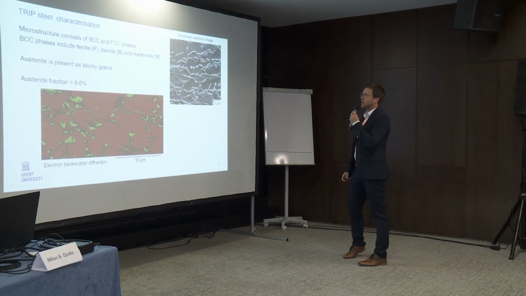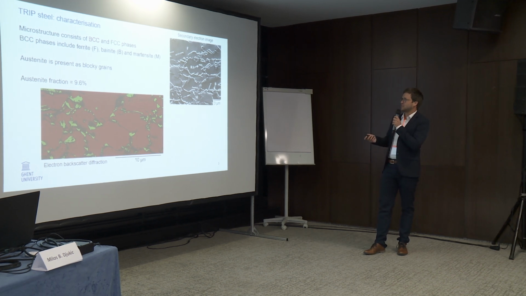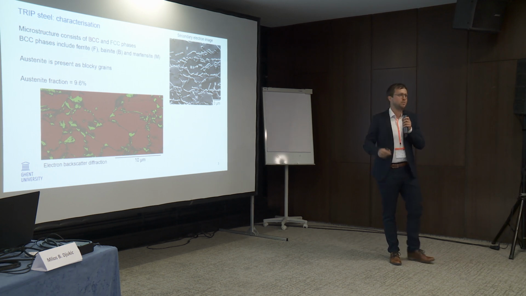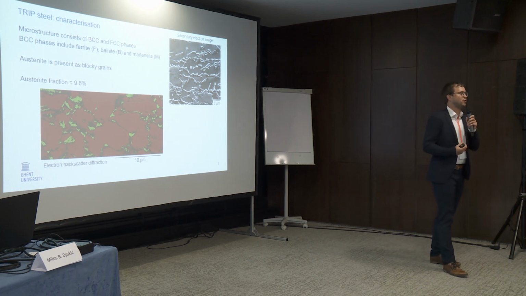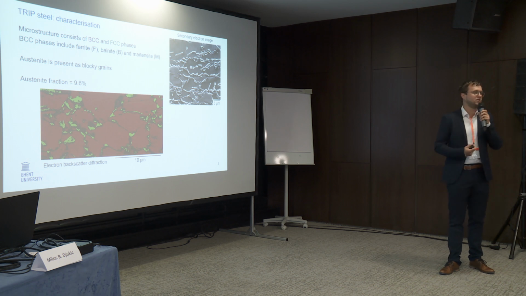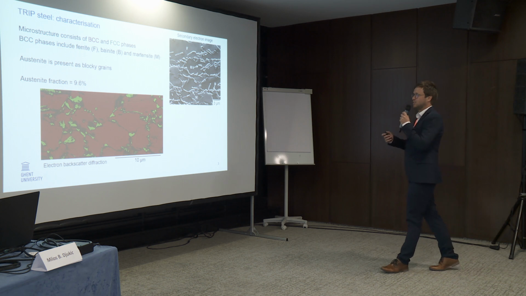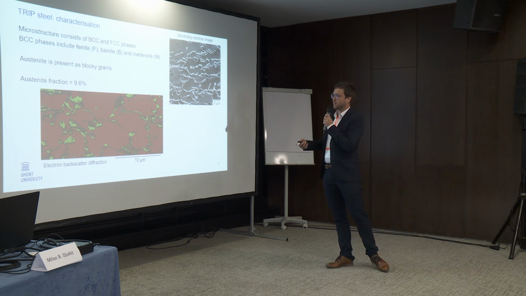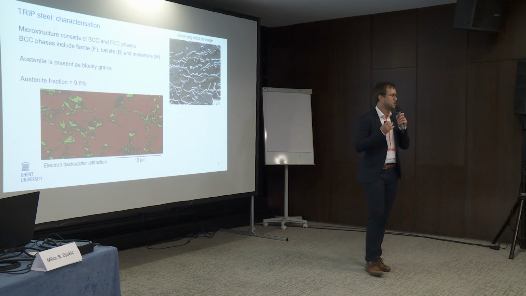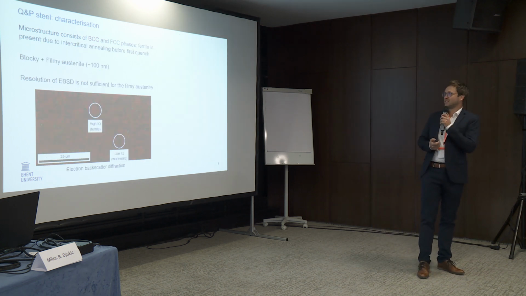So if we take a look at the characterization, this is the TRIP steel. So we have a ferritic matrix, some retained austenite, some bainite, some martensite present in the material. If you take a look at the phase map based on EBSD, you can see quite a lot of green. Green is the FCC, the retained austenite, which is about 9.6%. You can see also a bit of black. This is due to the martensite, which is less easy to index, of course. So this is the TRIP steel. We have some retained austenite present, about 10% blocky, and this is possible to characterize by EBSD because it's quite large. This is different for QP.